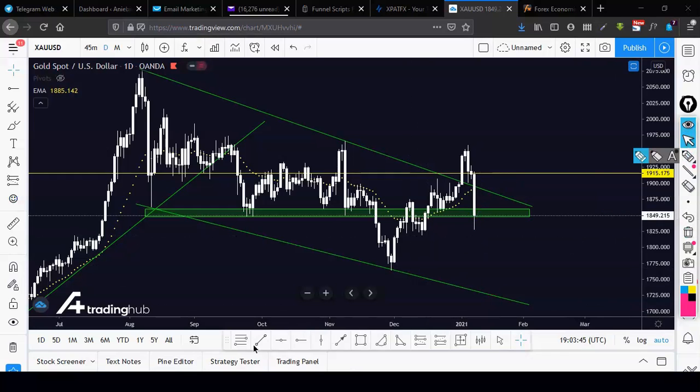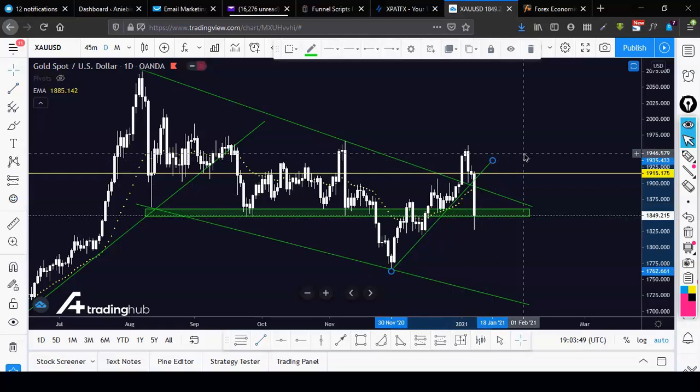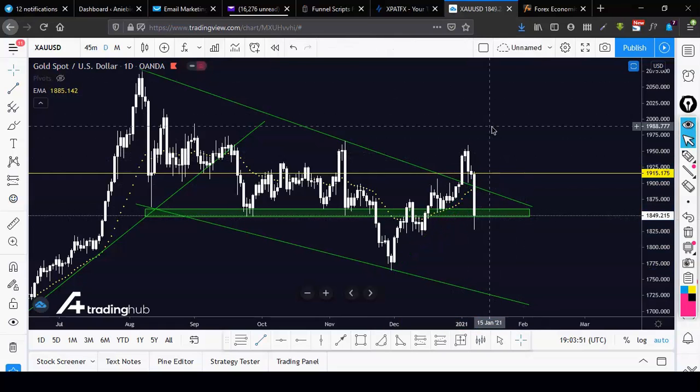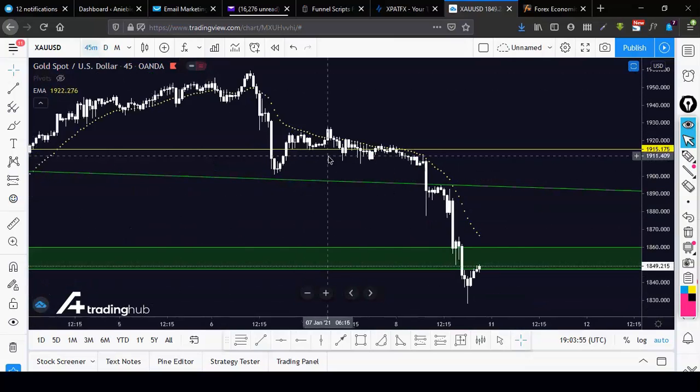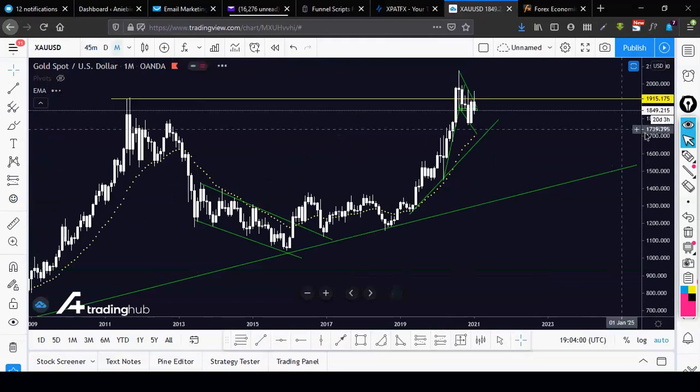Even if we plot a trend line from here, see, price broke that trend line. I'm going to delete that. I don't want to see that trend line. I've already seen what I wanted. So that is what we have on gold.